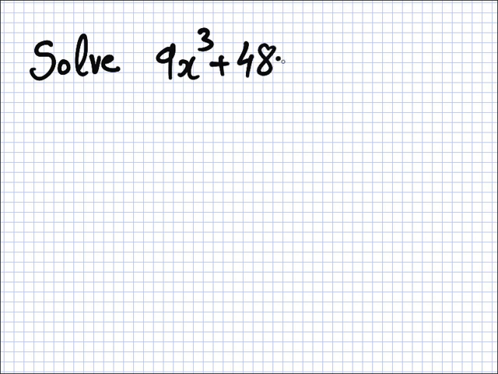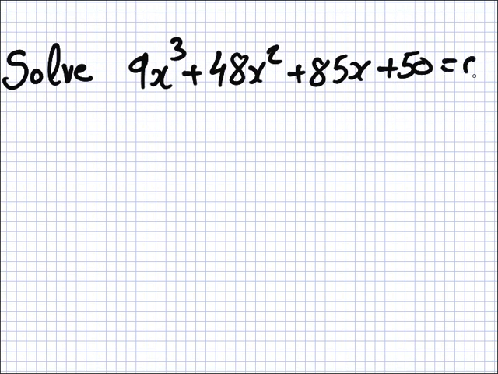So, in this lesson here, we're going to look at how to solve and sketch cubics. For example, suppose I say something like, solve 9x cubed plus 48x squared plus 85x plus 50 equals 0. Like this. Okay? There's a problem. It's too complicated to solve a cubic.